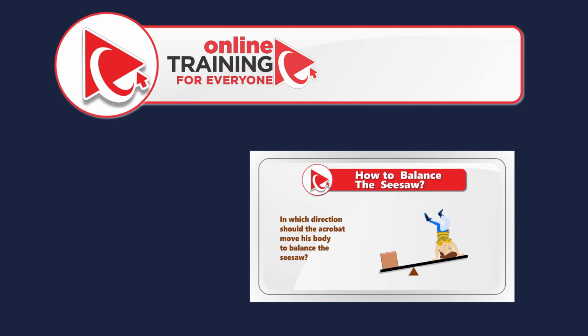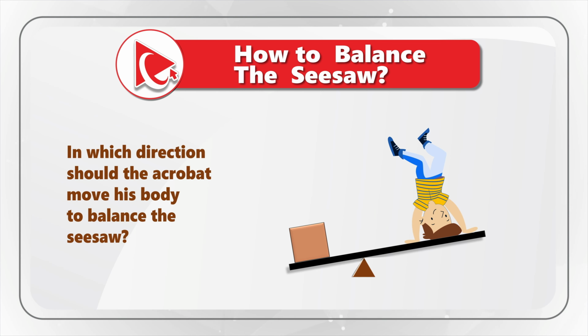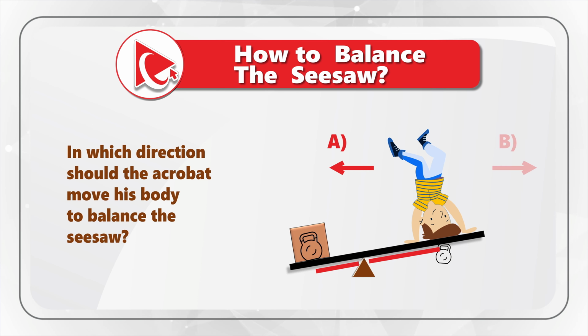And now I have a question for you to practice your skills. You're presented with the seesaw. On the left of the seesaw, there is a weight, and on the right side of the seesaw, there is an acrobat. You need to determine in which direction the acrobat should move his body to balance the seesaw. And you have two choices. Choice A to the left or choice B to the right.